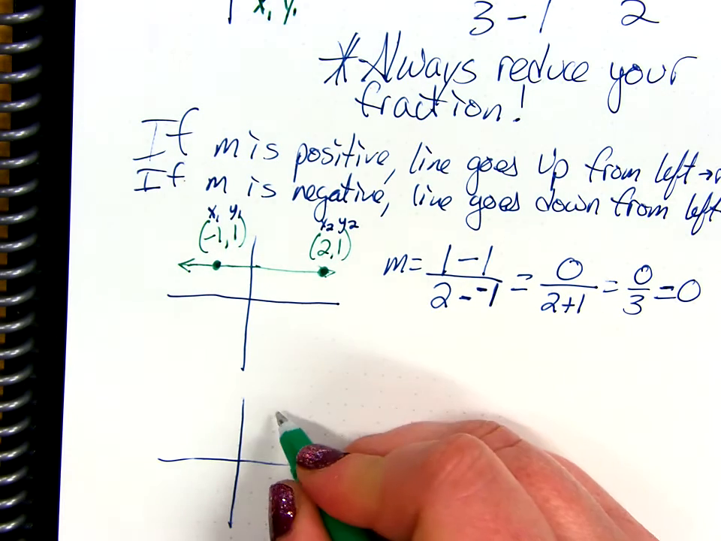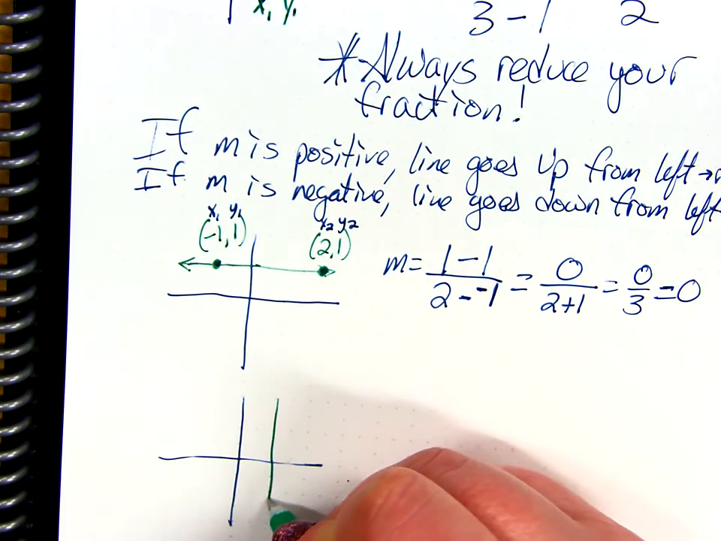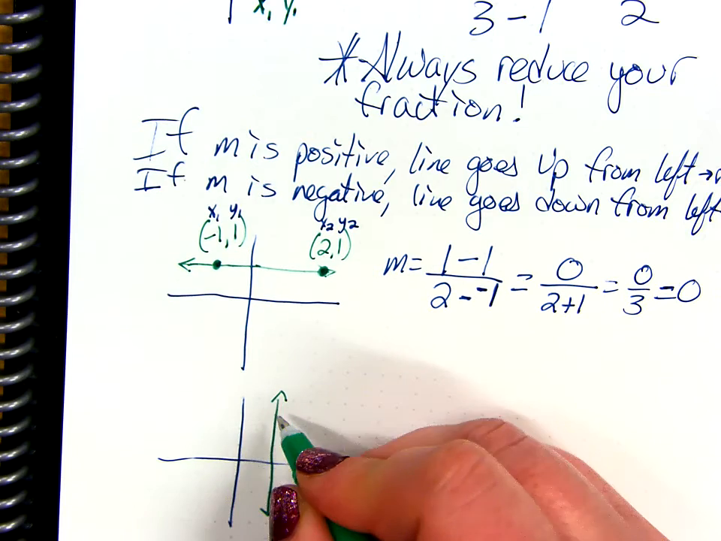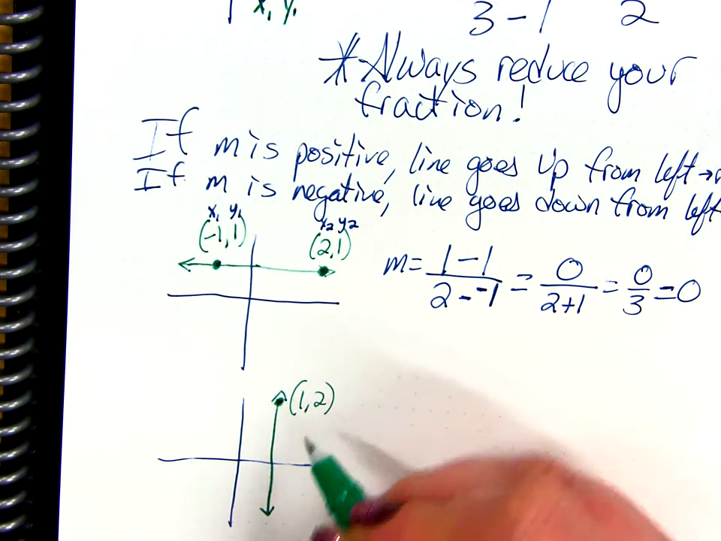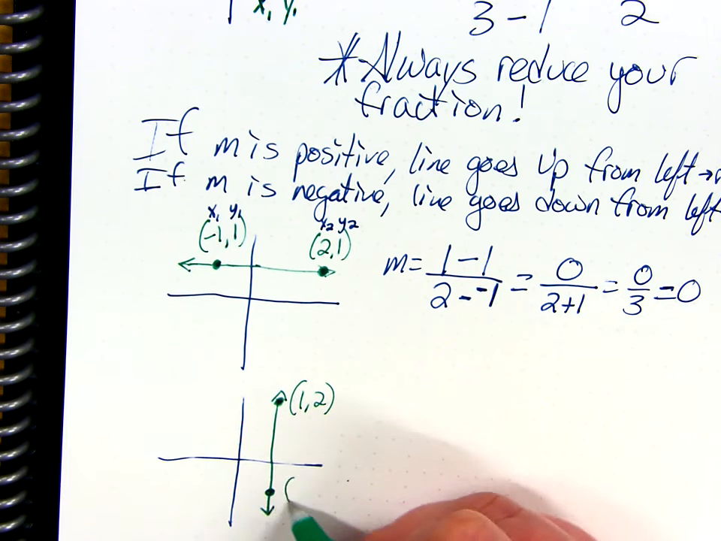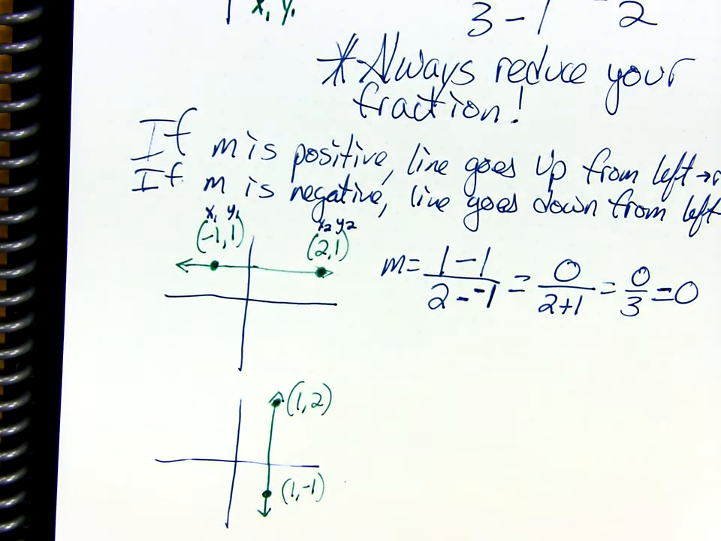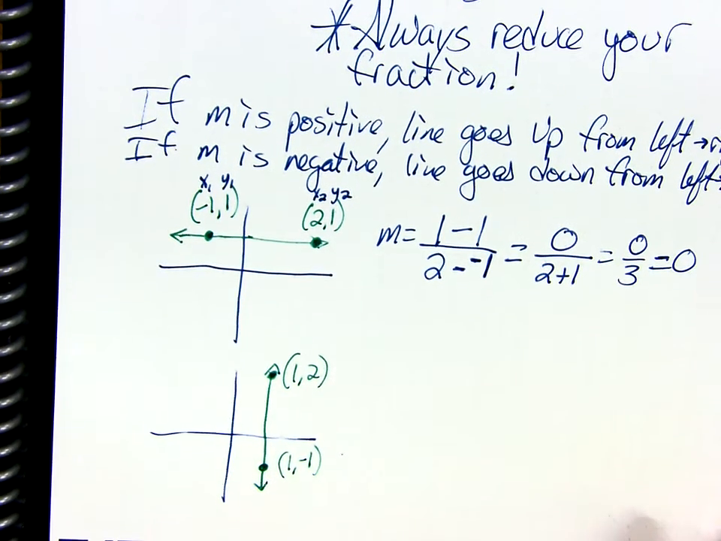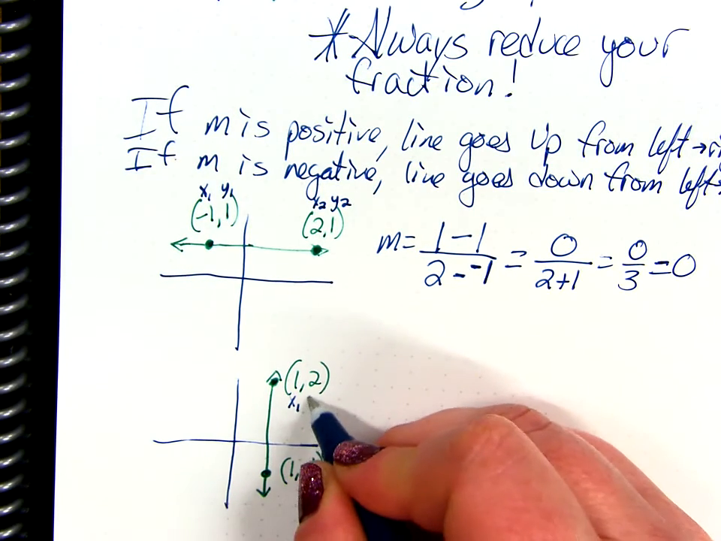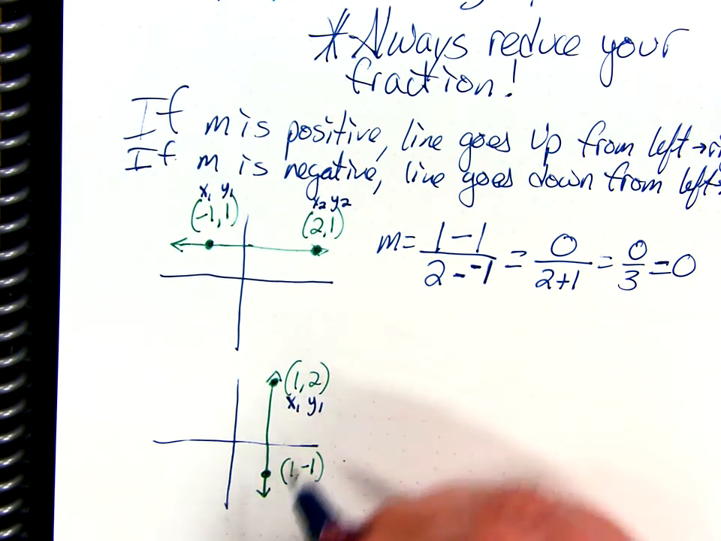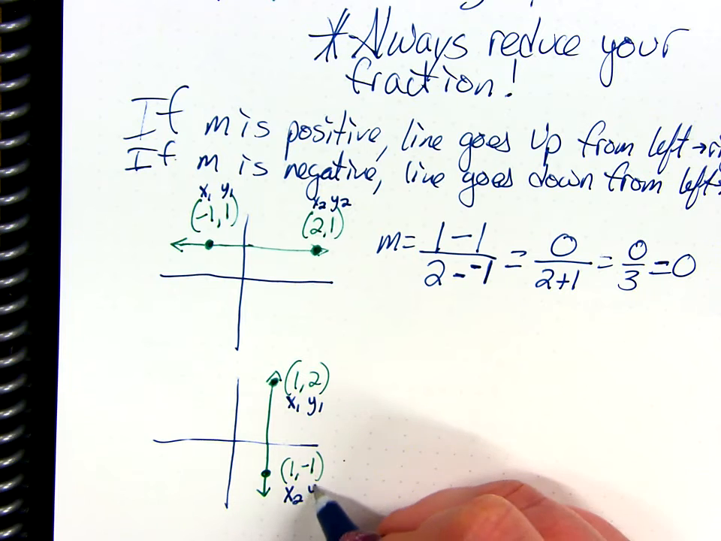So, vertical line, here we go. Let's say we took the following points. Let's say we took this one, which is at (1, 2). And let's take this one, which is at (1, -1). Okay, I've got a vertical line. I again have x1, y1, and x2, y2.